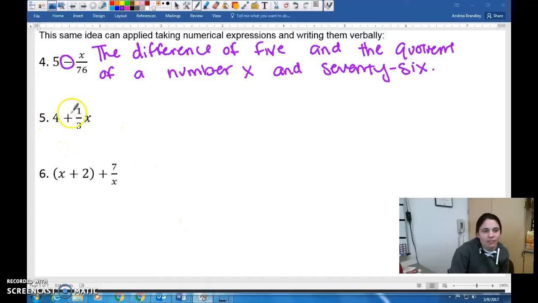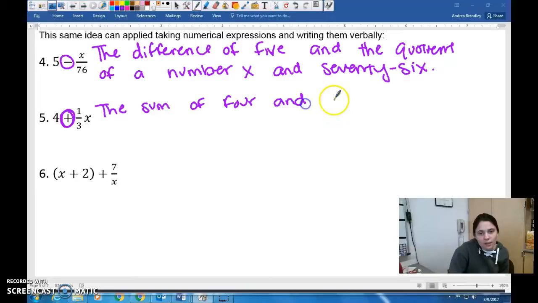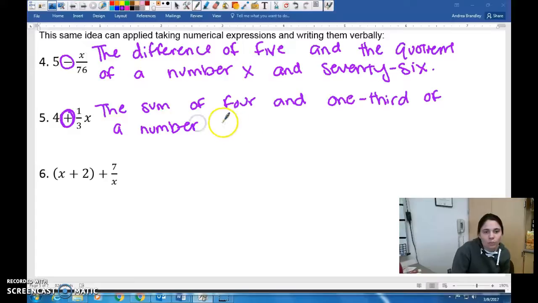And then number 5, again, I'm going to start with the main operation, which this time is addition. So I'm starting with the sum. And it's the sum of 4 and my second part is 1/3, and again, of a number. In this case, it's x, but you could pick whatever variable you wanted if you were the one writing the expression.